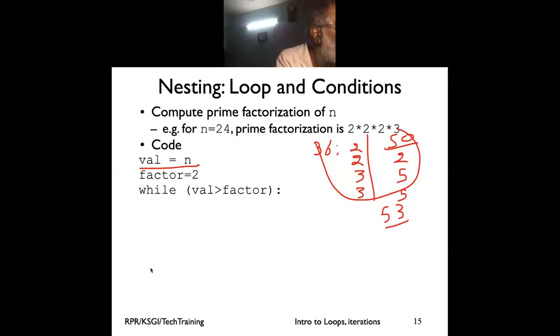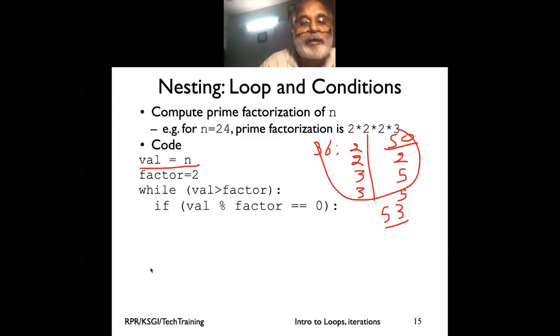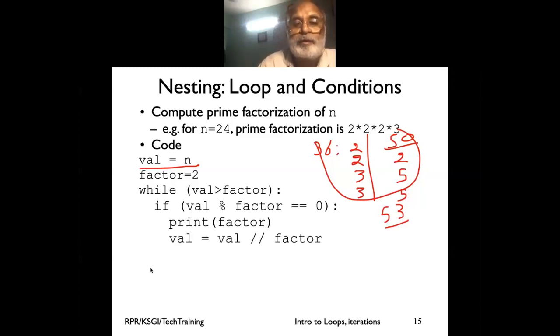So I start with a value, and I say as long as value is greater than factor, it may be divided, it may not be. What should I do? Check whether value remainder factor is equal to 0. That means the factor divides it. Print factor and change the value to value divided by the factor, and go back to my loop. If the value is not divisible by the factor 2, look at the next number: factor is equal to factor plus 1. And keep repeating, and this will give me all the prime factors.